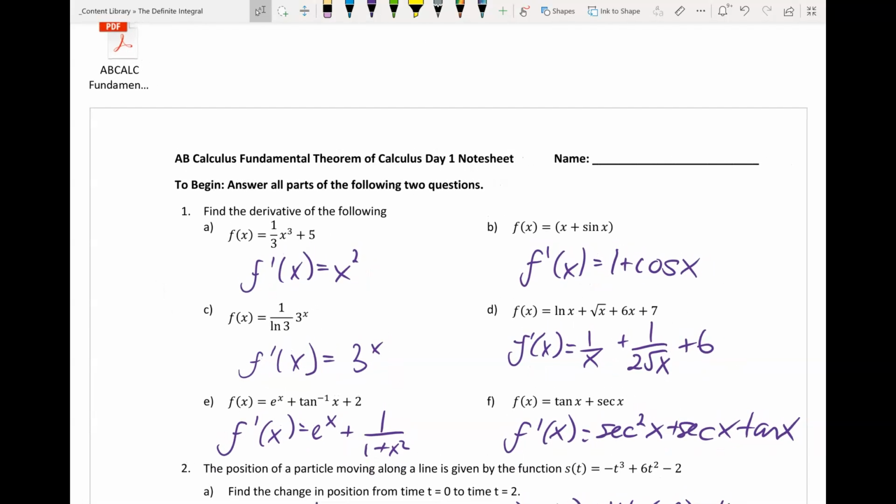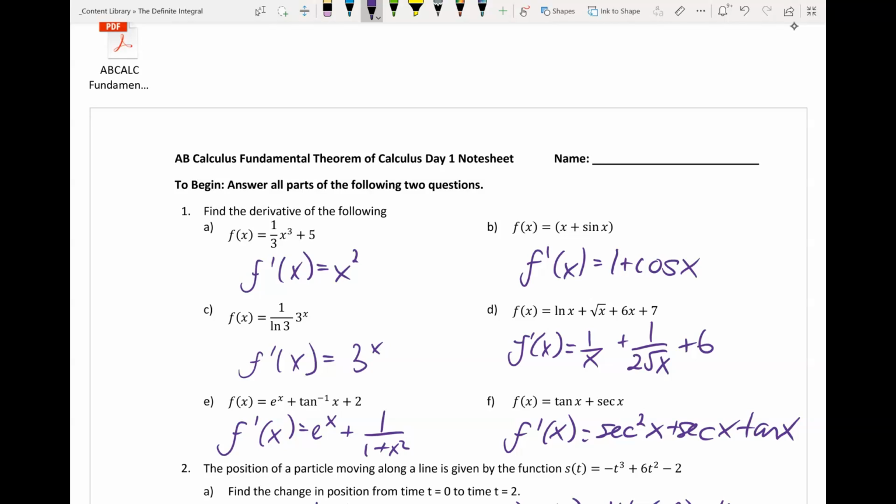Okay, so for question 1, we're just going to take derivatives of various functions, and this is because we're going to look at antiderivatives today, meaning that we're going to be given a derivative and then work backwards to get the original function. And this is what integration is all about. It's finding the opposite of taking the derivative, which is taking a derivative and going back to its original function. But for now, we're going to keep taking the derivative, going the forward direction.